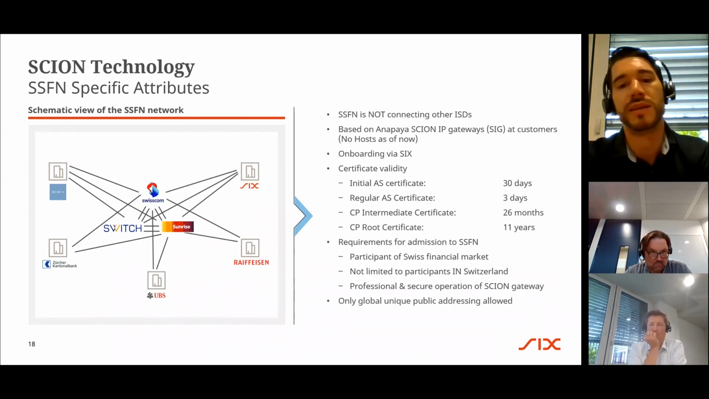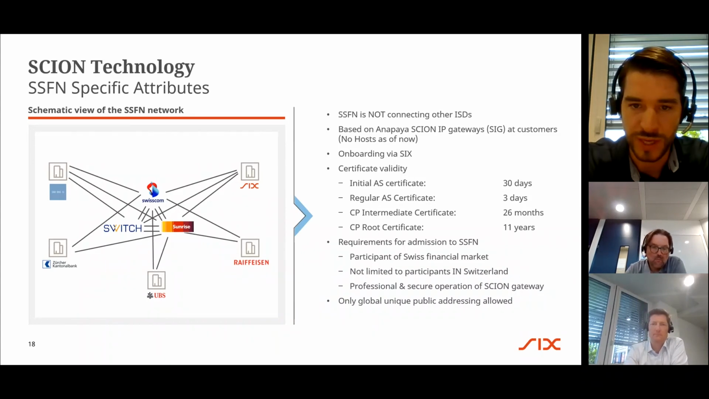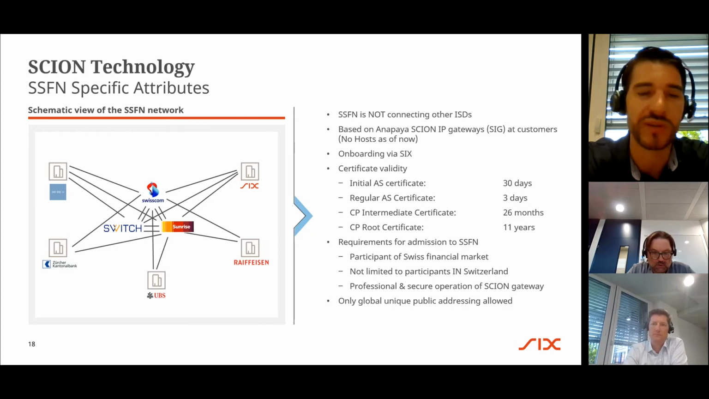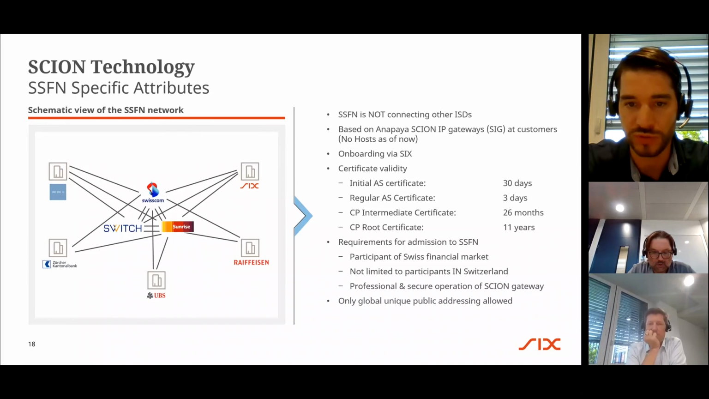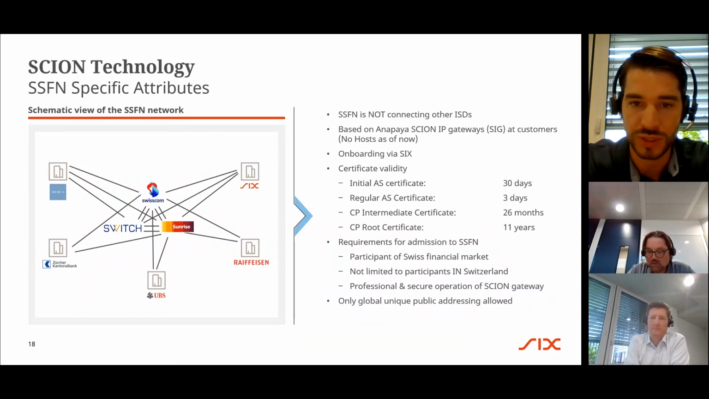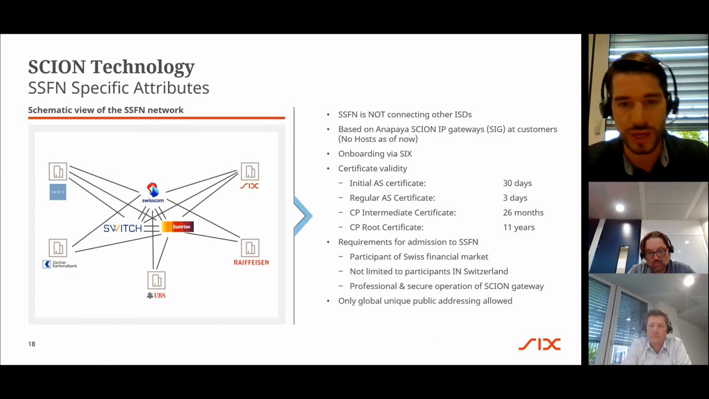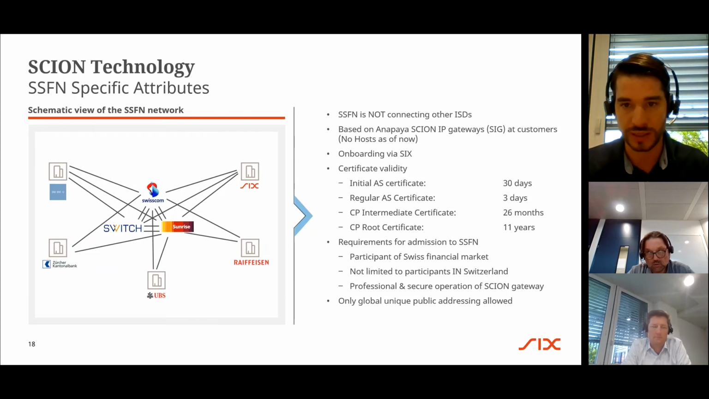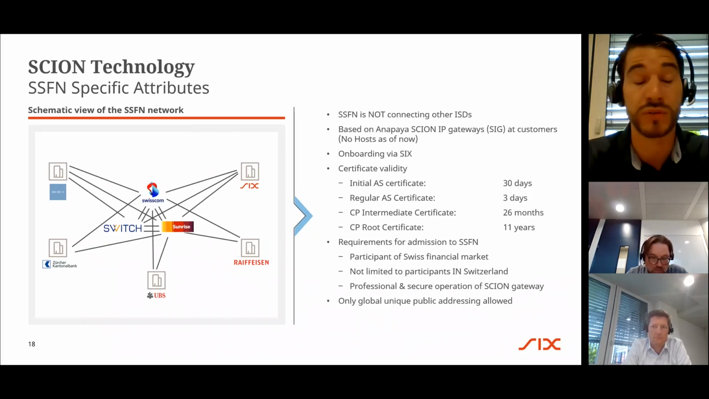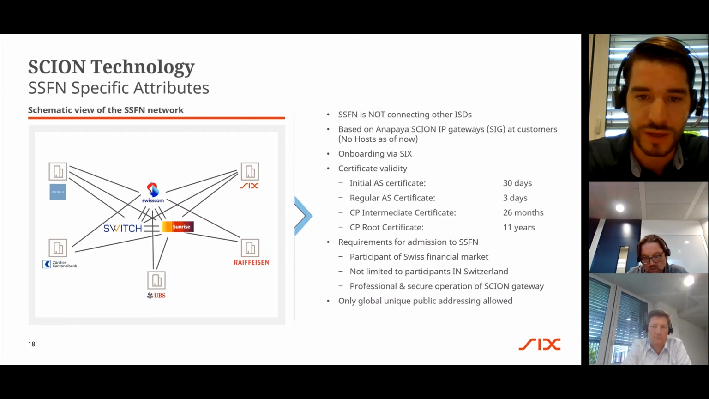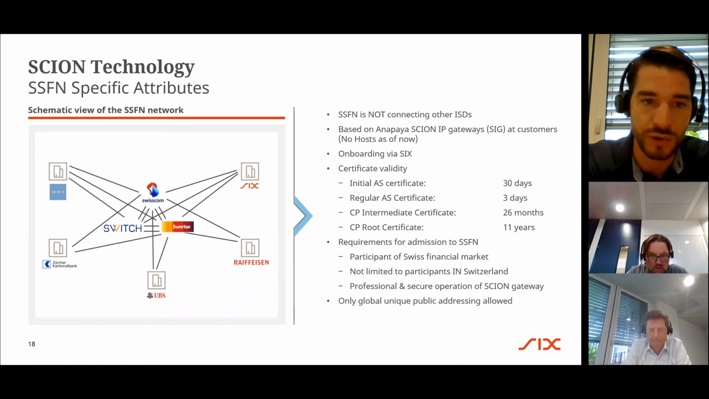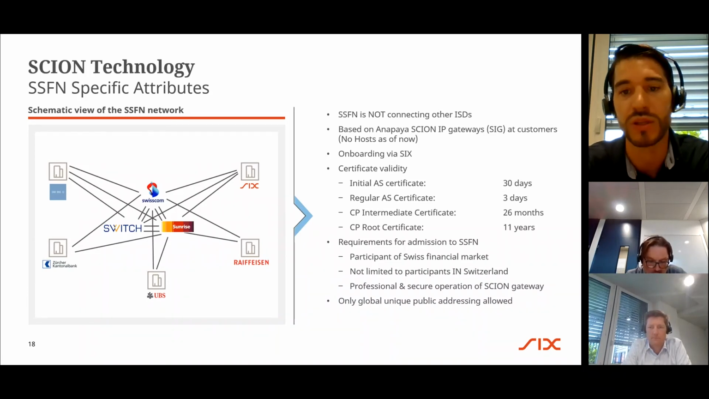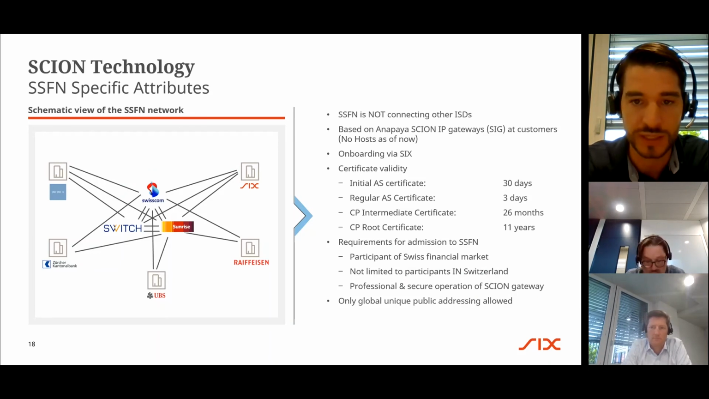Then another aspect is the admission requirements. We tried to make those as open as possible, whereas we still try to limit to professional IT departments and members of the financial market. One of the points within those requirements is, for example, that every SIX customer that has a Finance IP connection as of today is automatically allowed to also order a connection for SSFN. With this, you can see that strategically we want to move away from Finance IP and have all our services that we offer there today available on SSFN and make it take over eventually.